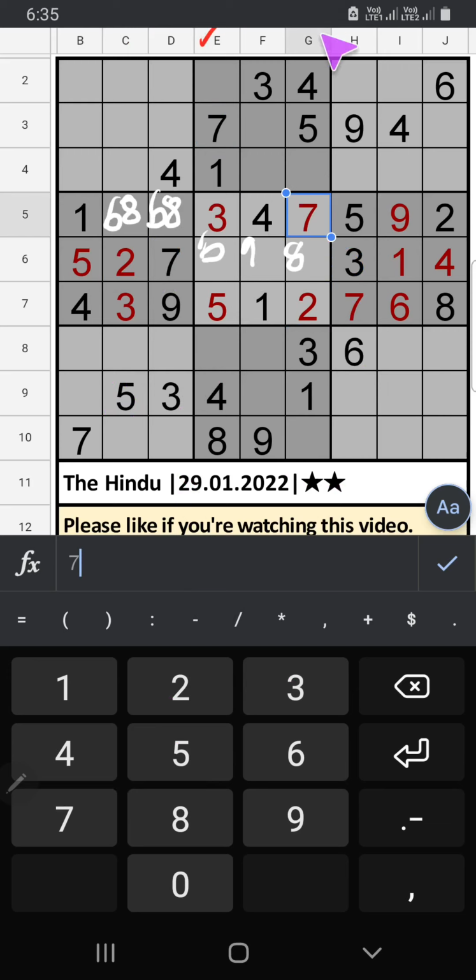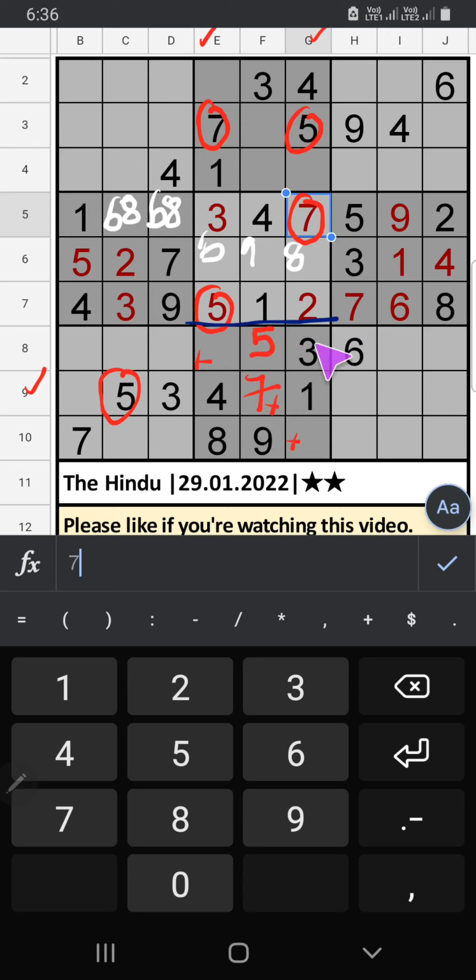Column E and column G we have pair numbers 5 and 7. So 5 and 7 can't come in these cells. It will come in one of the cells. 9th row we have 5. So 5 can't come in this cell. Then 5 is confirmed here. Then 7 is here.